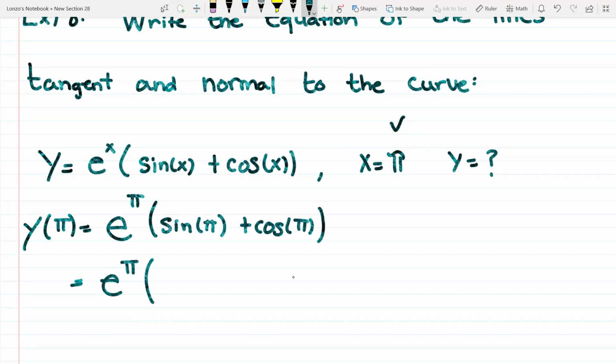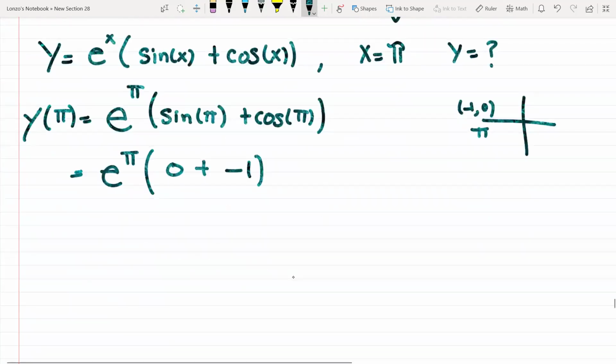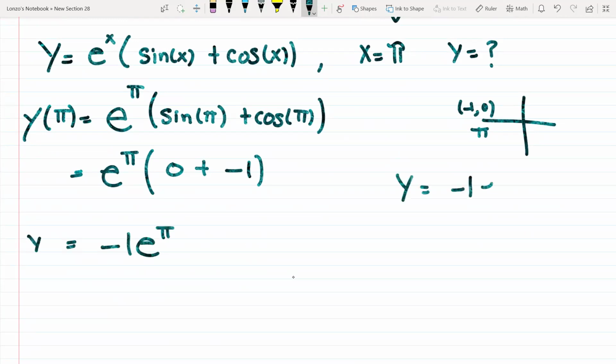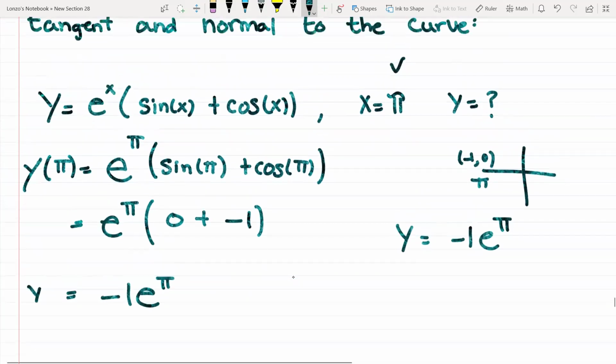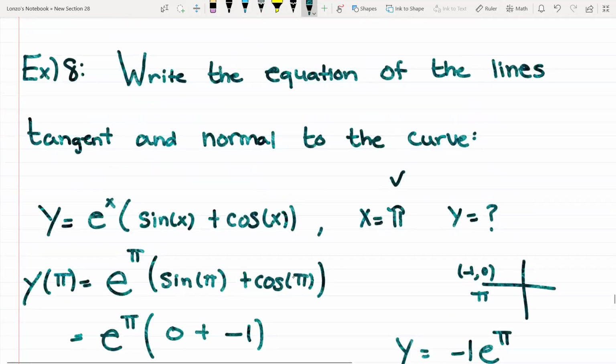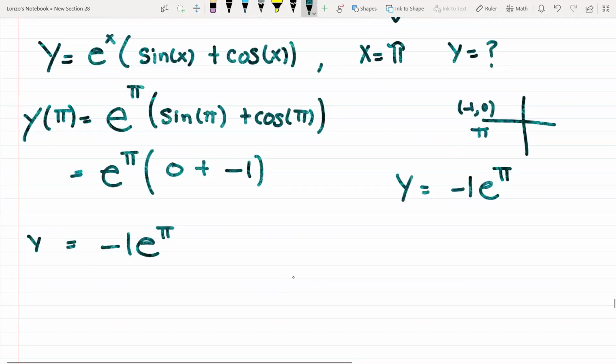Sine of pi is, so pi is right here, with an x coordinate of -1, so sine is 0, plus cosine of pi, which is -1. So that gives us -1 times e to the pi. Okay, so that is my y coordinate. Now I have to find my slope. They want two equations, tangent and normal, so let's find my first derivative.